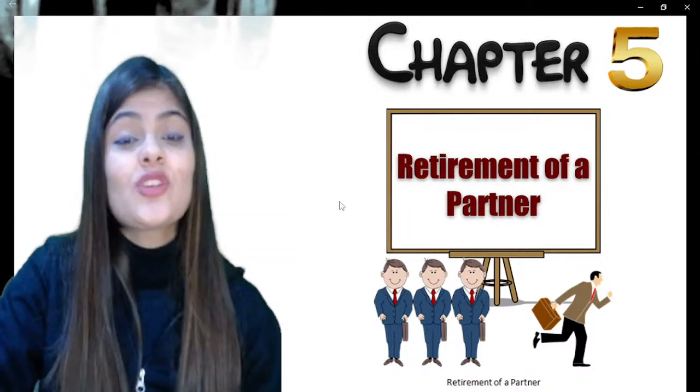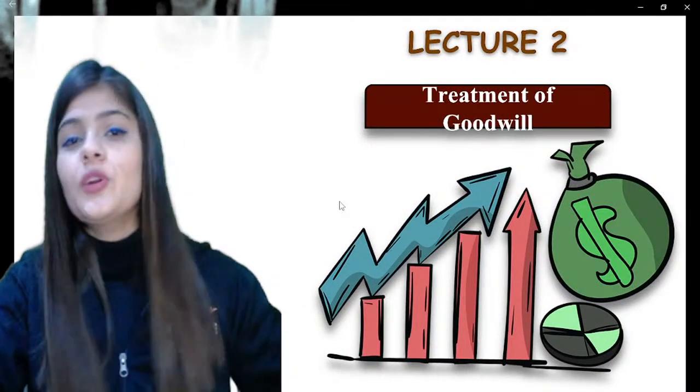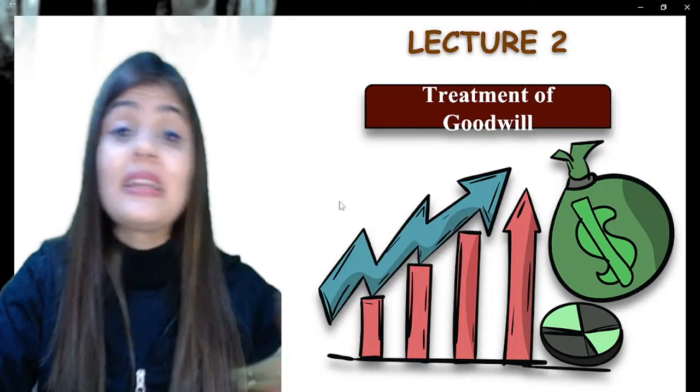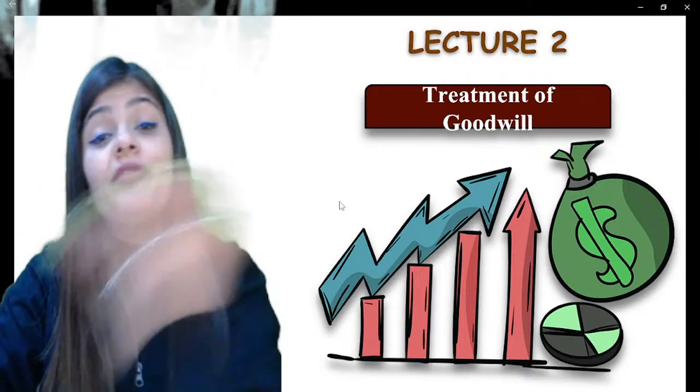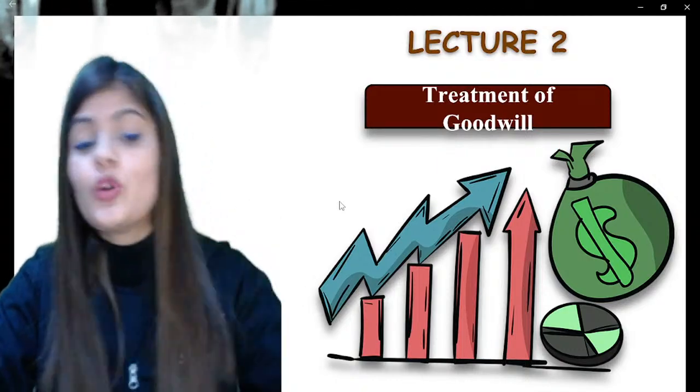In today's session, we are going to learn about the topic Treatment of Goodwill. How the goodwill will be treated when a partner is retiring. एक पार्टनर जब आपकी फर्म को छोड़कर जाएगा तो क्या ट्रीटमेंट होगी उस टाइम पर गुडविल की.